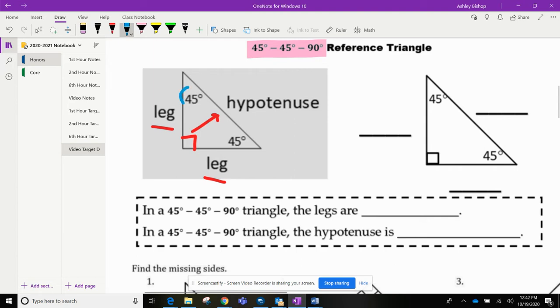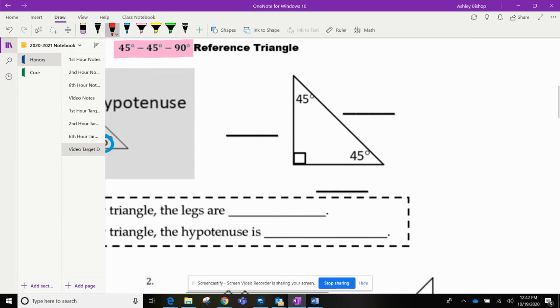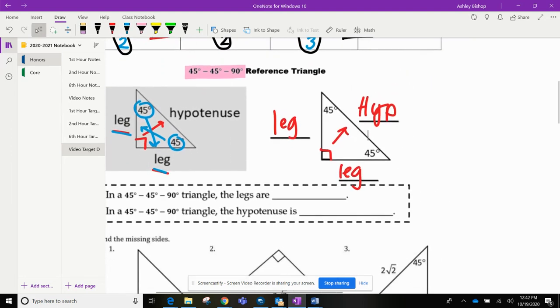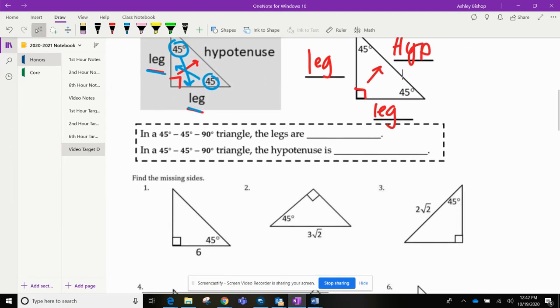They're both going to be called my legs. 45 and 45, those are equal degrees, and so the sides across from them are going to be equal, so that's why we can call them legs. They're both going to have the same name. So again, I have a leg on this side, a leg on this side, because here's my right angle and across from there is my hypotenuse. So labeling the triangle happens first.